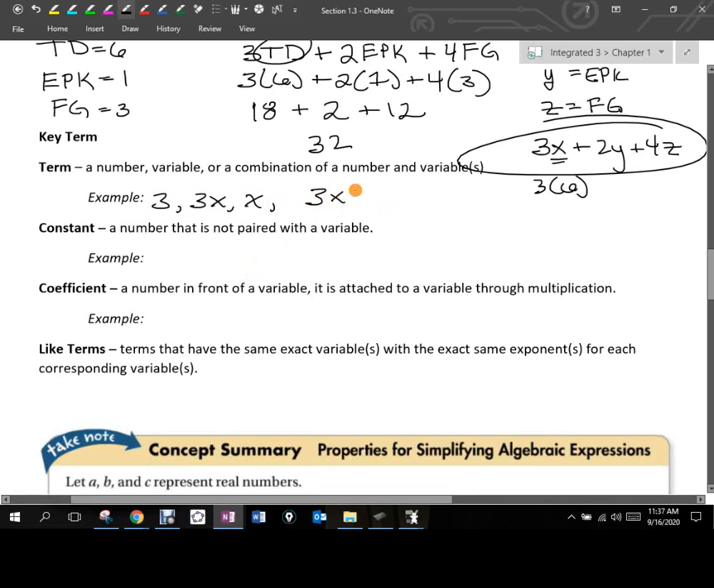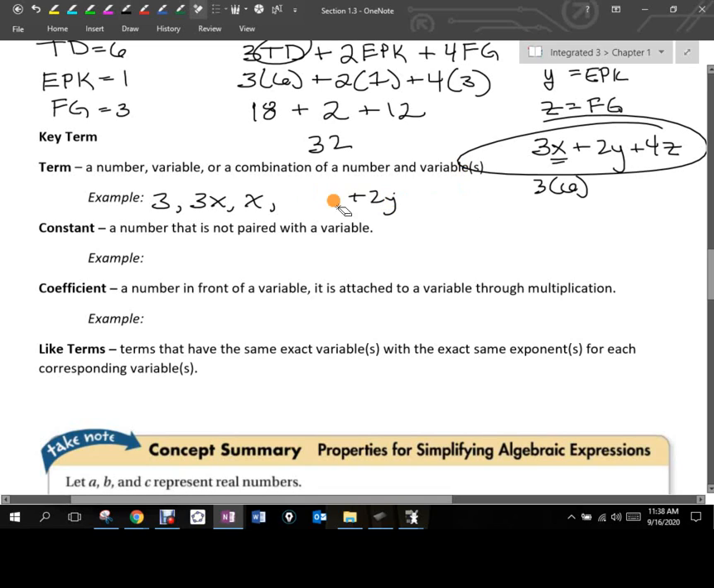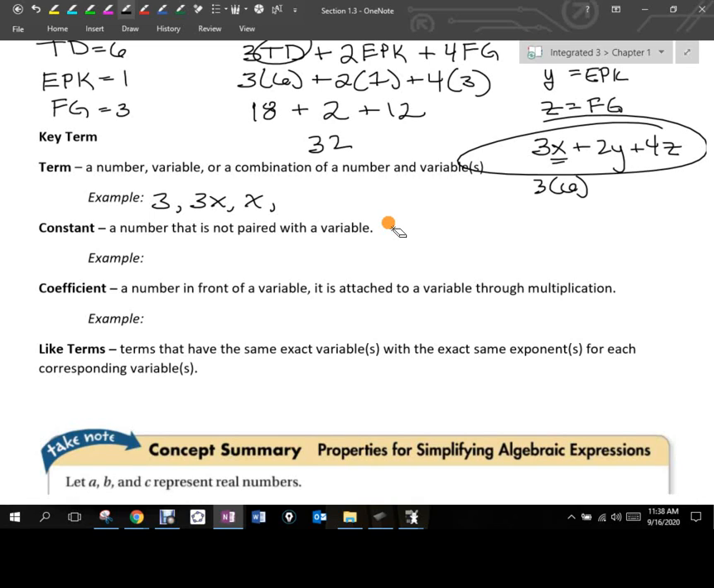Is 3x plus 2y a term? No. Terms are not going to have plus or minus in them. They could have multiplication or division, but not plus or minus. So 3x by itself is a term, 2y by itself is a term, but their sum, 3x plus 2y, is not a term. This is just vocab we have to set up so we can have a conversation about certain structures of expressions and equations.